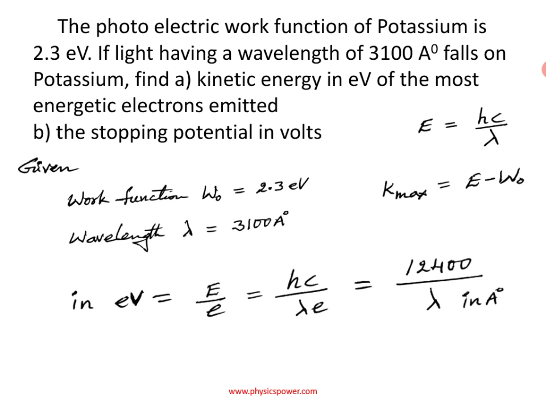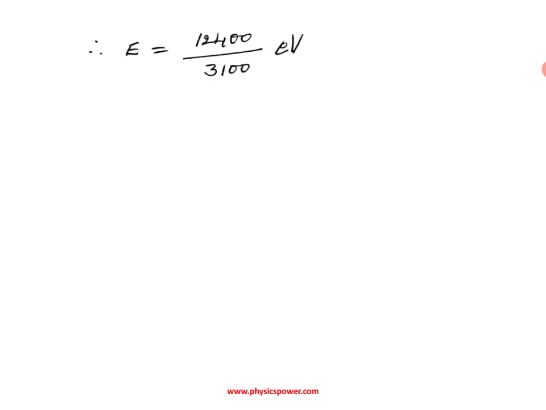In the given data, lambda is in angstrom unit only, so no problem, directly you can substitute. So according to this formula, you will get the energy of the photon in electron volt if you substitute lambda in angstrom unit. So if you get E in electron volt, work function they mentioned directly in electron volt, so you will get kinetic energy in electron volt. Let us see. So energy equals to 12,400 by wavelength 3100, so you will get in electron volt. So if you simplify, that is just 4 electron volt.